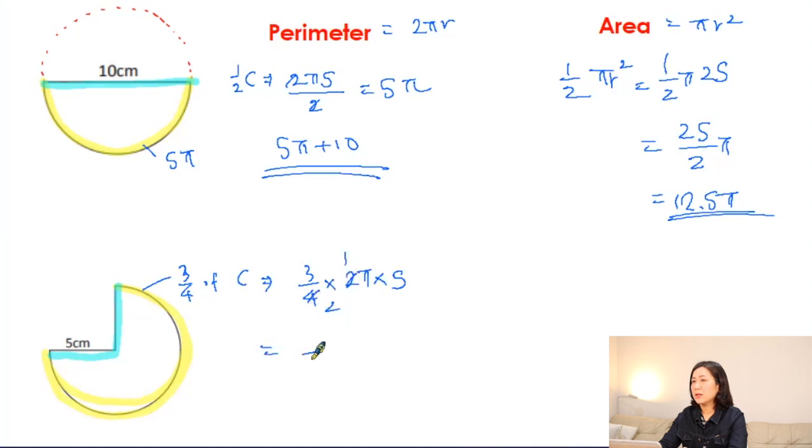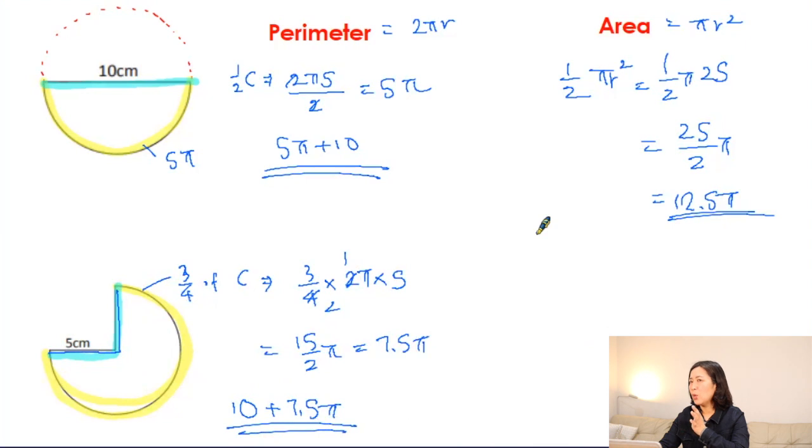So then we can simplify it. Then we got 15 pi over 2, that's 7.5 pi. Then now don't forget to add up the two sides. That's 10. So the answer will be 10 plus 7.5 pi. In a perimeter question, always don't forget to add up the sides.